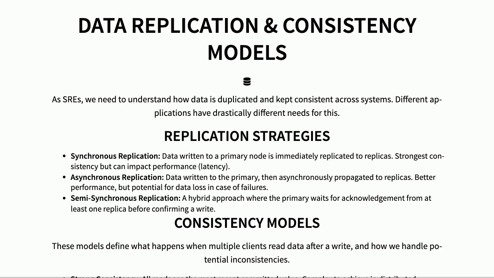And finally, consistency models define what happens when multiple users are reading the data at the same time. Strong consistency guarantees everyone sees the latest version, which is great for things like banking transactions. Eventual consistency is more common in social media. It's okay if you occasionally see slightly outdated information as long as everything eventually catches up. Ultimately, picking the right replication strategy and consistency model depends entirely on what your application needs to do.